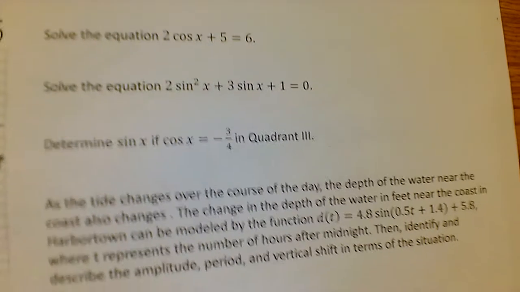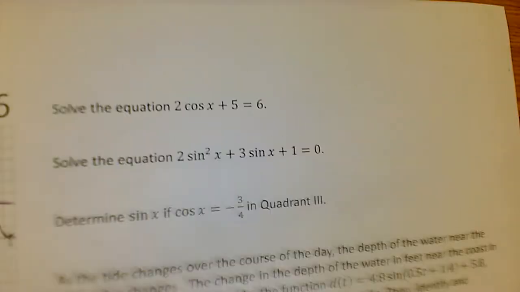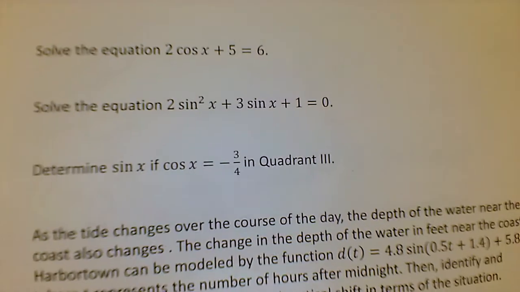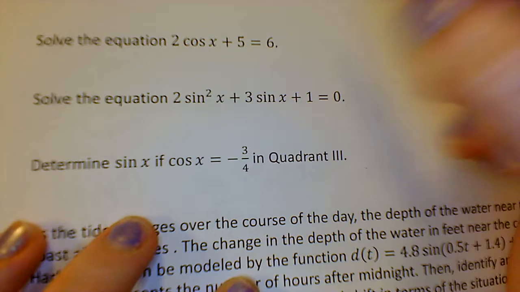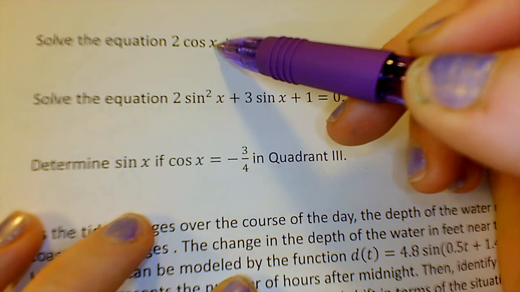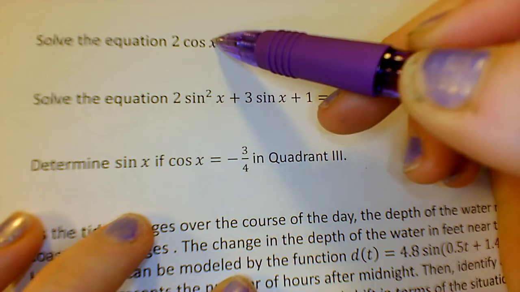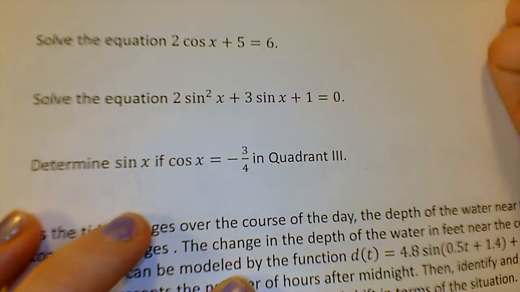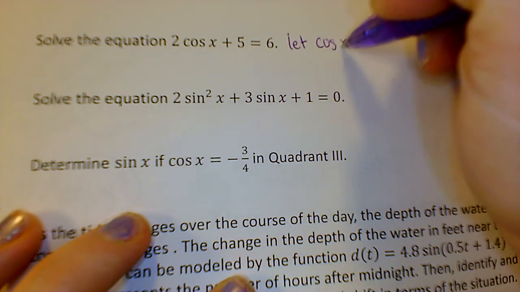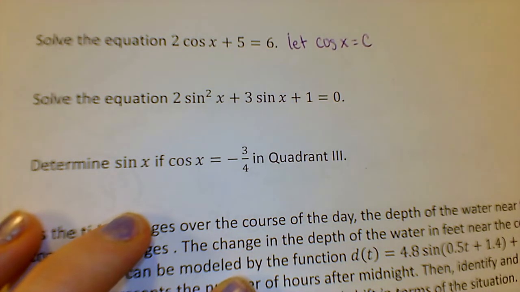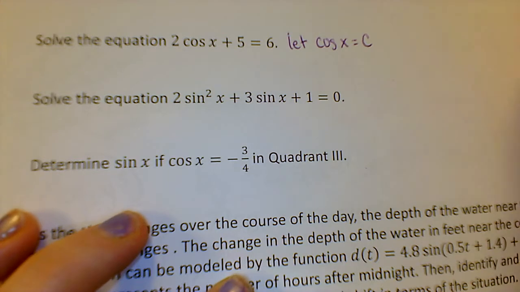All right, I'm going to head over here, and we're going to start solving equations. First one is pretty simple. It's not squared at all, so you don't have to worry about that. We did start both of these the same way, so I'm just going to replace the cosine with a variable so I don't have to worry about the cosine x. So I'll let cosine x equal c. Why not? Doesn't matter what you pick.